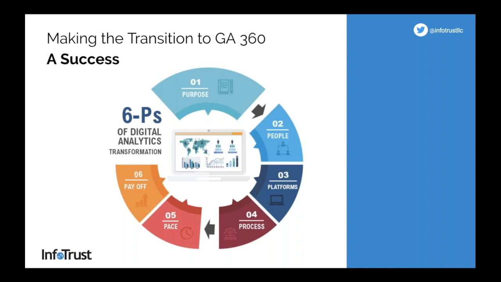So purpose, the why of the project, what you're trying to get out of this change. Platforms, the solutions that you need to be successful. This is really where GA360 falls. People, so making sure that you're properly staffed and your team has the proper training. Processes, so daily, weekly, and monthly processes for how you're going to use these new people, these new platforms. Pace, can your team be more agile to deliver results and insights faster? And then profit, of course, the impact on the bottom line.